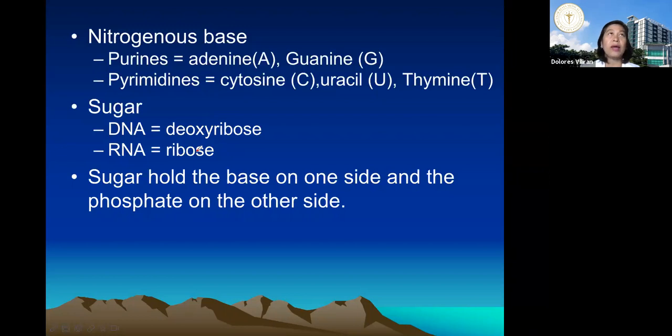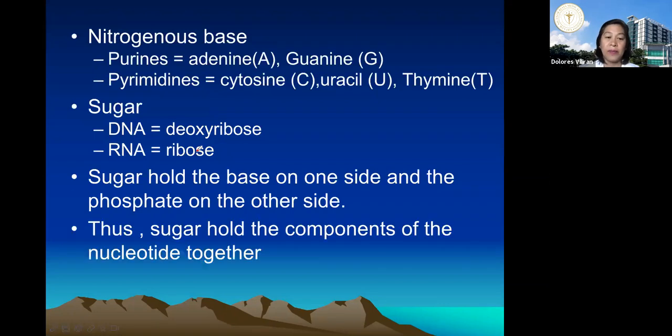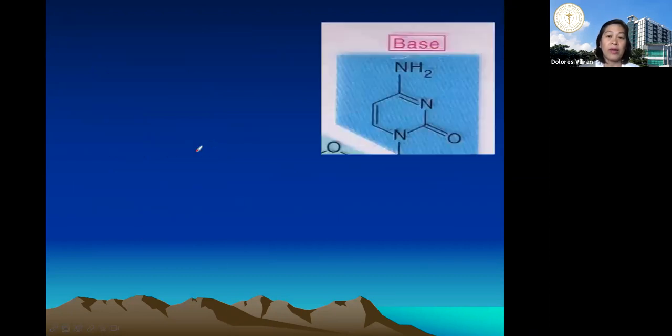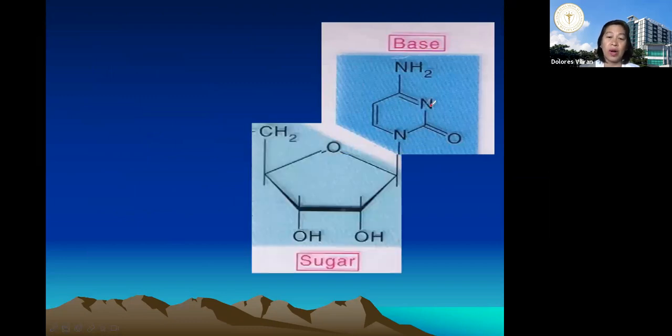In a nucleotide, the sugar holds the base on one side and the phosphate on the other side. So the sugar is at the middle. The sugar holds the components of the nucleotide together. So this is your base attached to a sugar. A combination of sugar and base will form a nucleoside. And these two are linked via, as you know already from carbohydrate chemistry, a glycosidic bond.